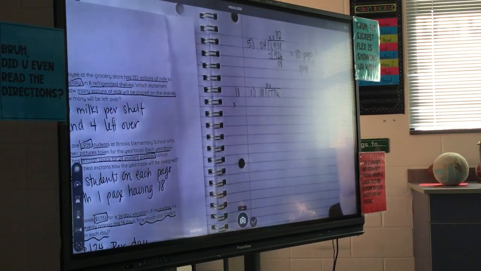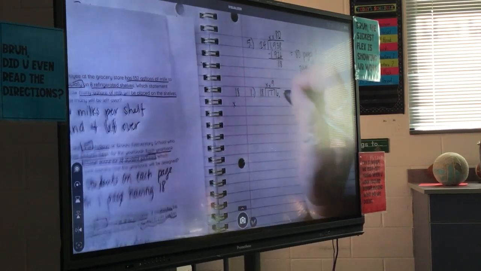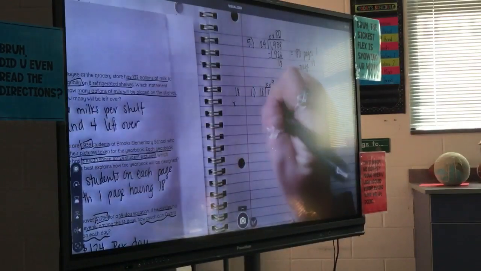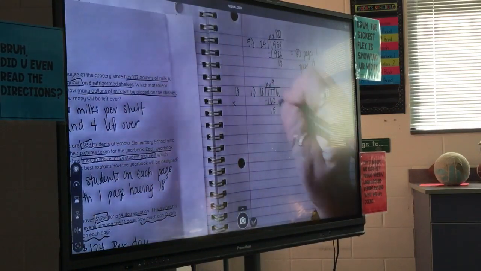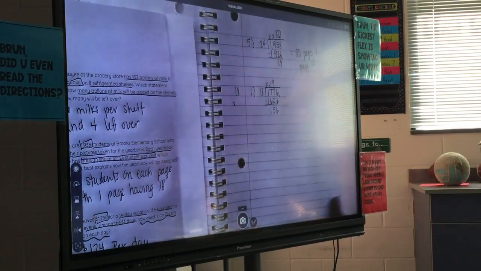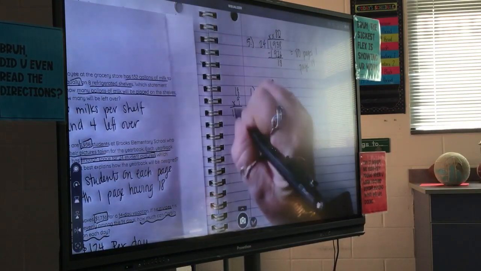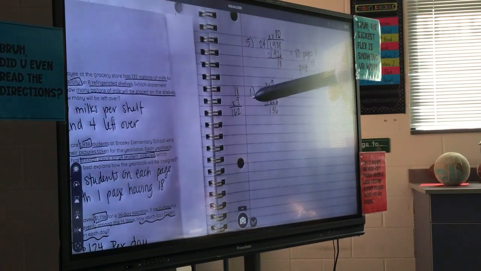All right, Zachary, what did you multiply 18 by? 9. All right, when you multiply 18 times 9, I believe you get 162. Yes, 162. All right, so I have 15. I'm going to bring my 6 down. So knowing that I just multiplied 18 times 9, I got 162, I know that I'm obviously not going to multiply by 9 again.